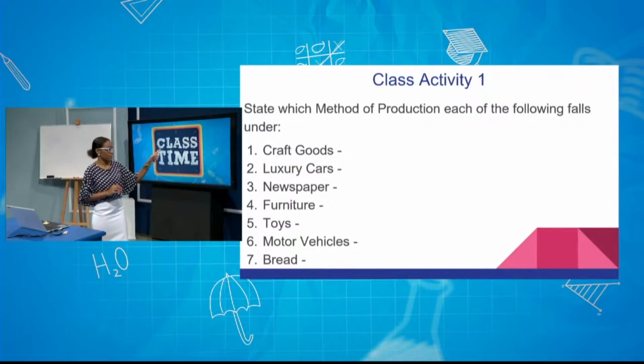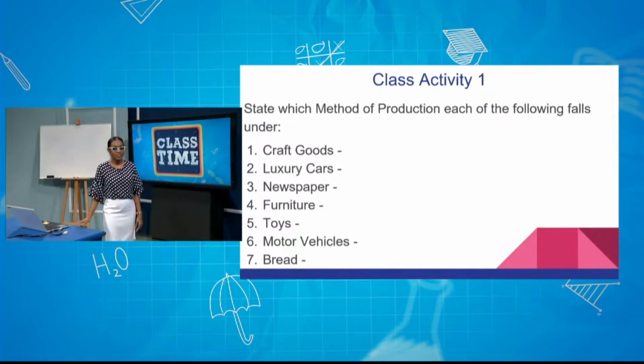What if, question, we have luxury cars here, but, oh, we have motor vehicles on it, so we'll get to that. Newspaper, batch production, because we're doing this in batches, different batches. Furniture, batch as well. What about toys? Flow production. So for toys we have vast. So that is flow production.